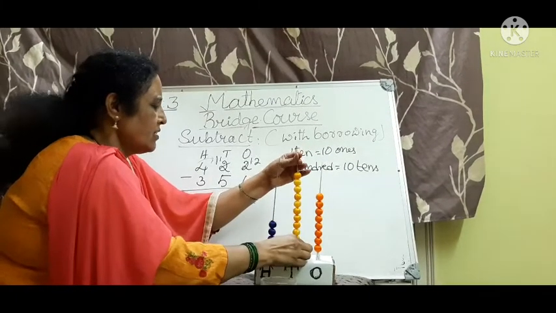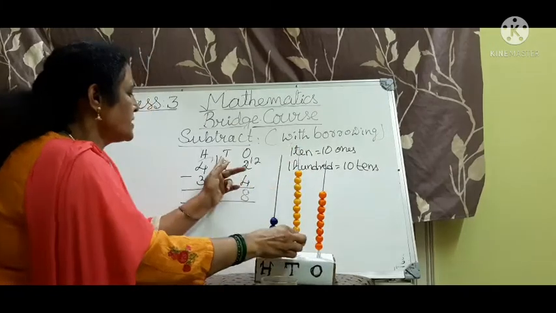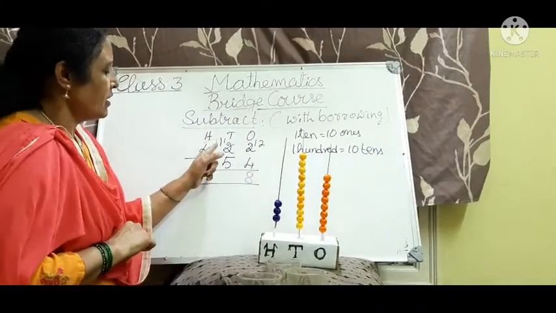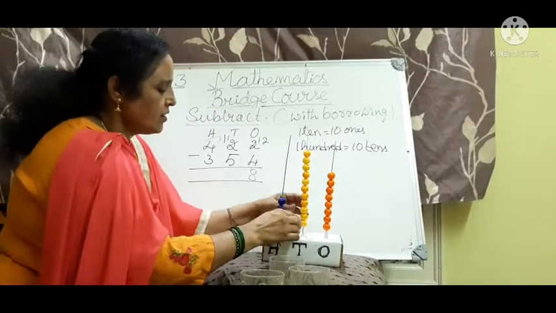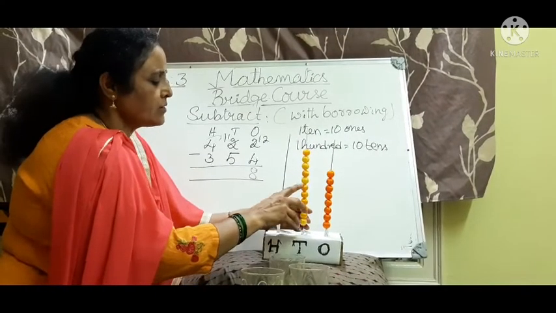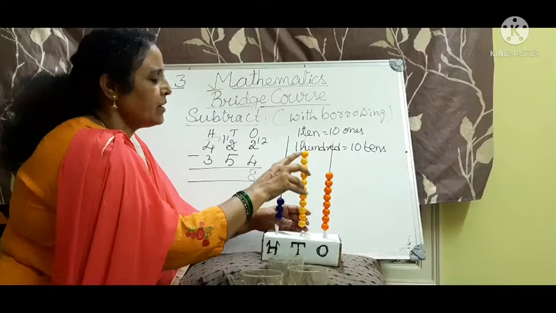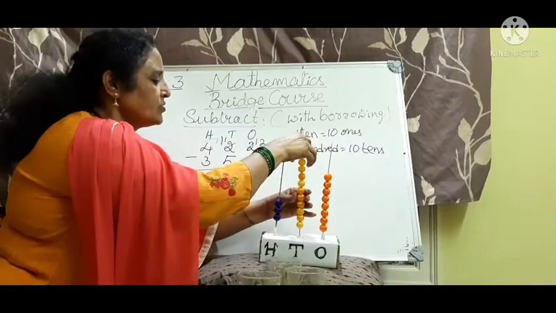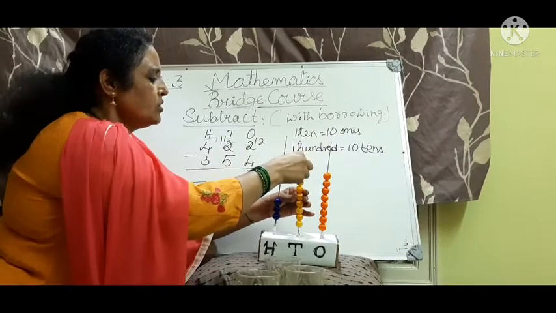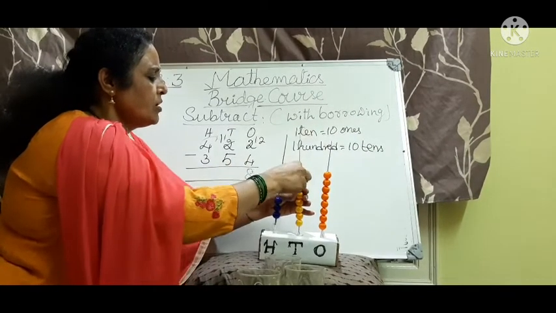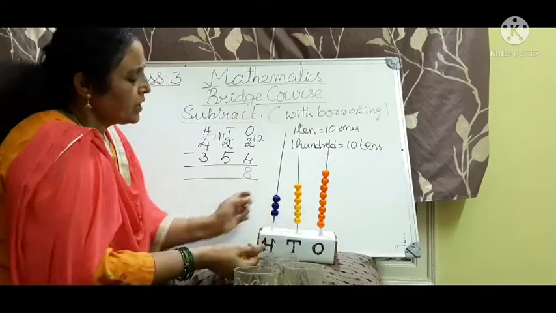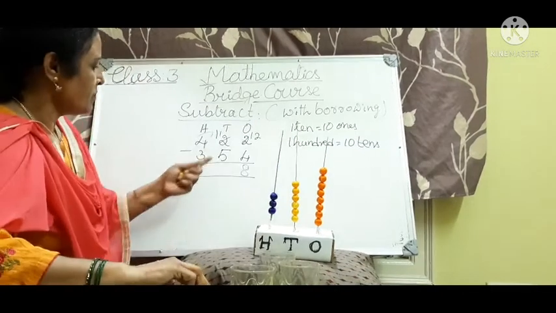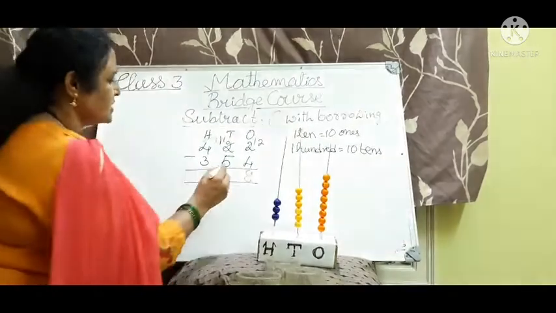That is 10 plus 1, 11. Now 11 minus 5. Now I will take out 5 beads. 1, 2, 3, 4, 5. How many are remaining? 1, 2, 3, 4, 5, 6. 11 minus 5 is 6.